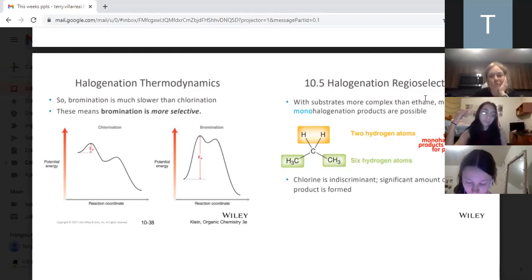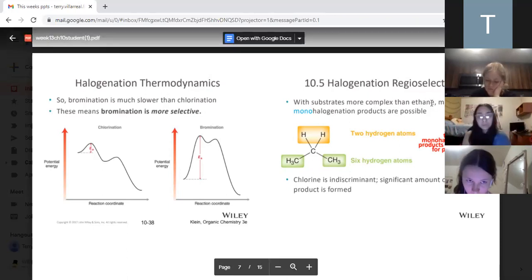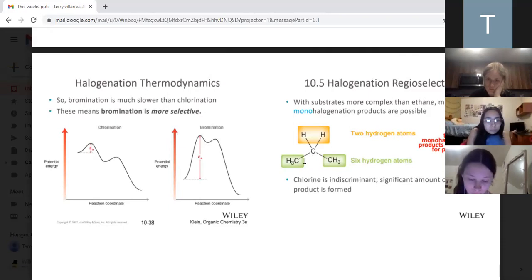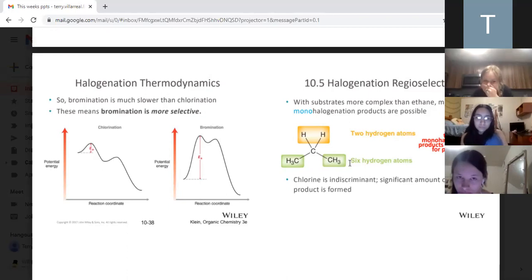So with substrates more complex than ethane, so when we start getting into propane and other things like that, multiple monohalogenation products are possible. So see here, we have propane, right? So we have these here and these here. So when I do a halogenation like Cl2, which one is going to be replaced, Gwen? The hydrogen? But which one? One of the yellow ones or one of the green ones? They're different. The yellow ones? Maybe. So this is just it though, is that when we do these halogenations now, they become selective.